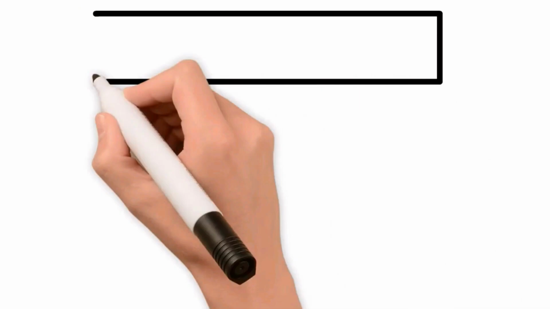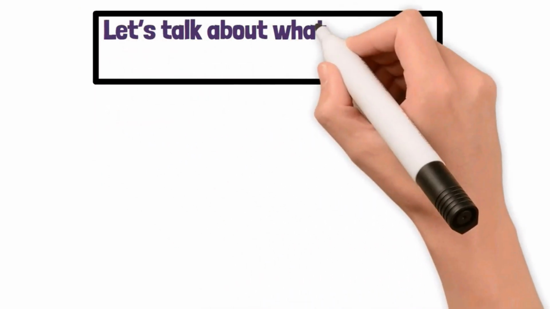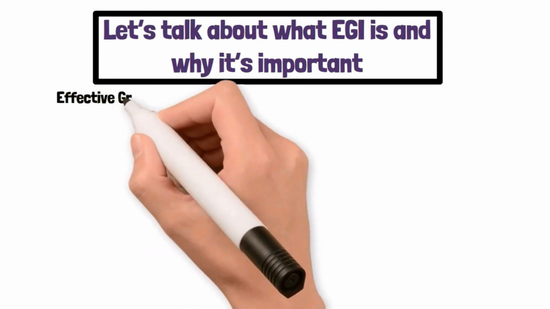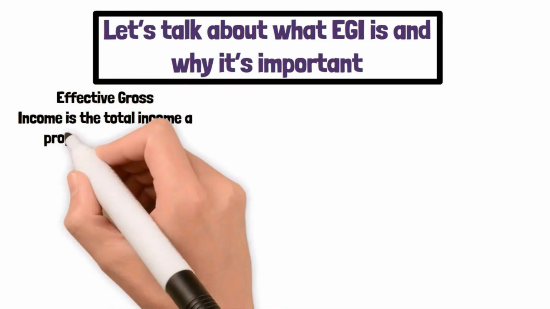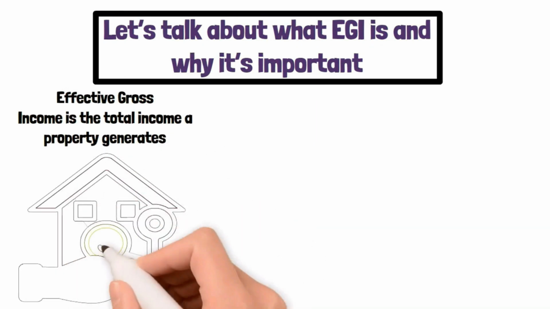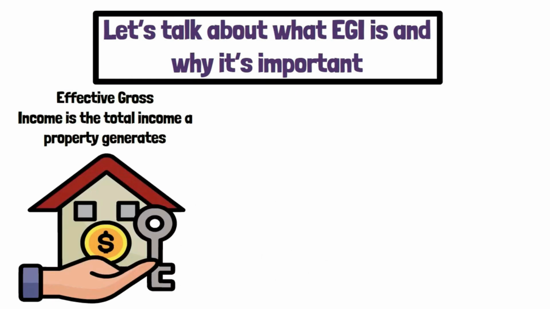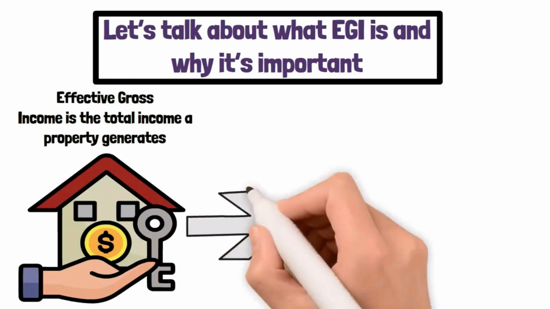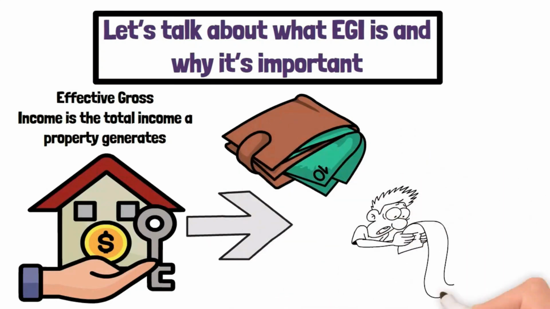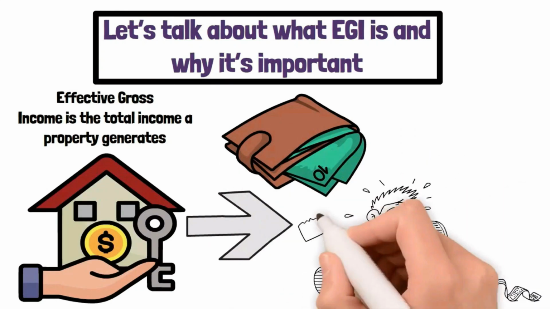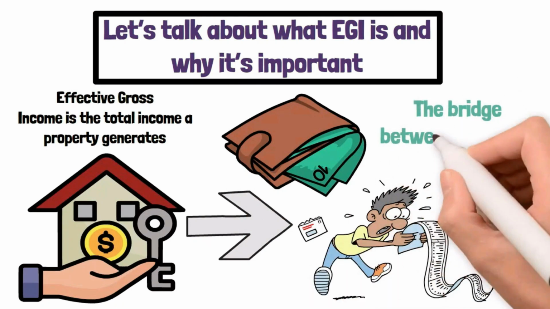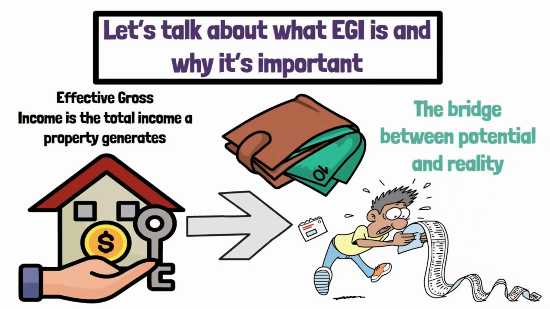First things first, let's talk about what EGI is and why it's important. Effective gross income is the total income a property generates from all sources after accounting for vacancy and credit losses. In simpler terms, it's the money you're actually pocketing before you start paying off expenses like repairs, management fees, and utilities. Think of it as the bridge between potential and reality.